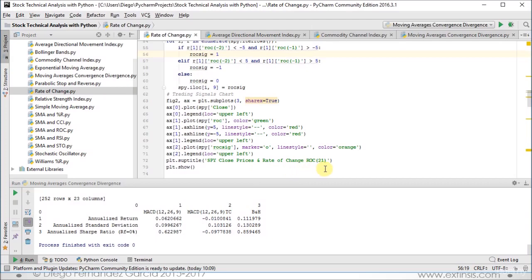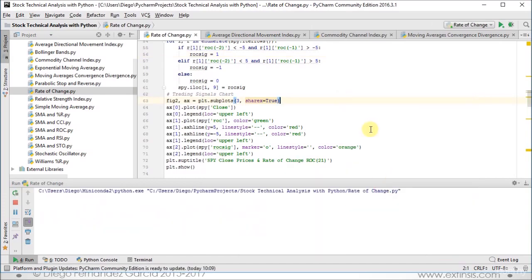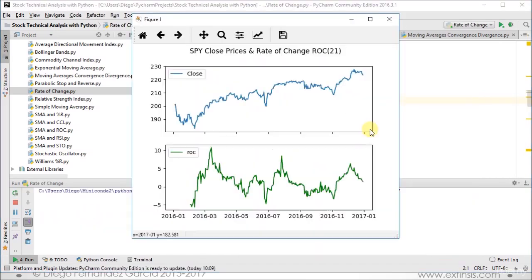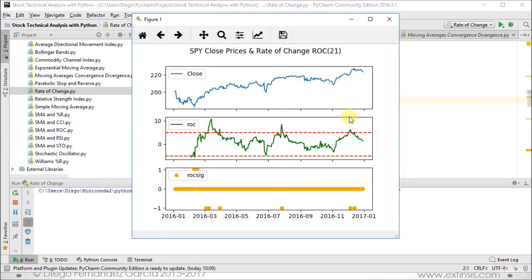ROC 21 days. So let's proceed to run the code by clicking the right button on the mouse and scrolling down into run rate of change. At first, we'll see the chart we studied in our previous section with our close prices and below the oscillator, which is our rate of change. So let's close this chart and focus on the one we just coded.